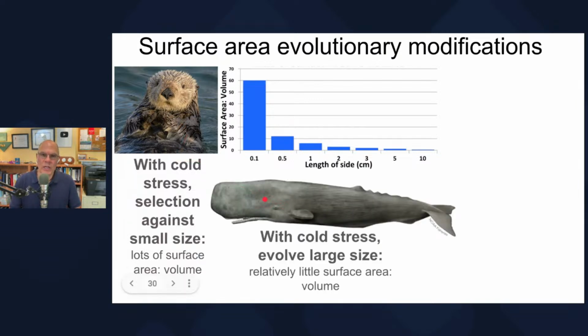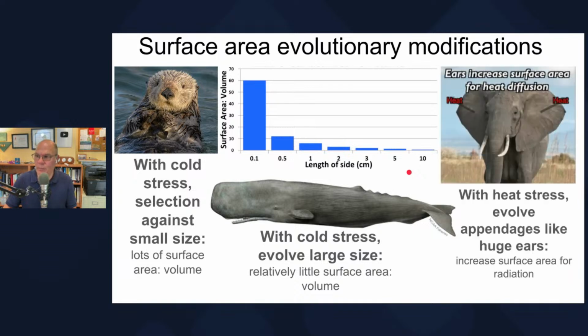There's also another way that adaptation works in terms of surface area. Cold stress leads to selection for large size because as you get bigger, your ratio of surface area to volume goes down. So the marine mammals that have evolved best and most completely to live in water, which are the whales, are huge. Why? Simply because by being very big, they have relatively little surface area relative to their volume, and that keeps them from losing too much heat.